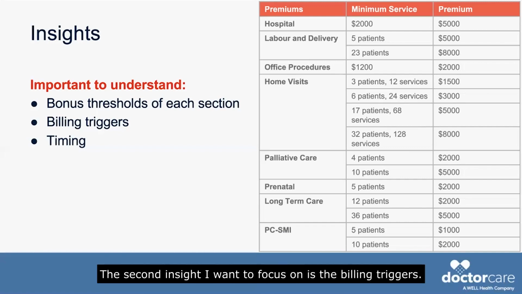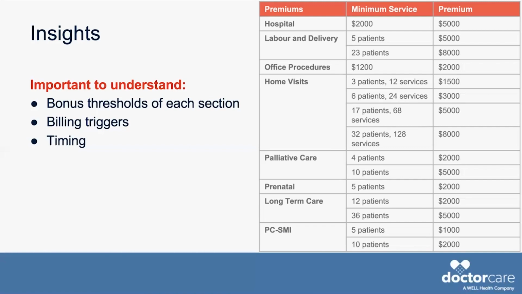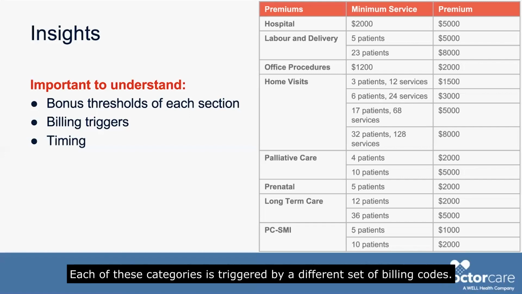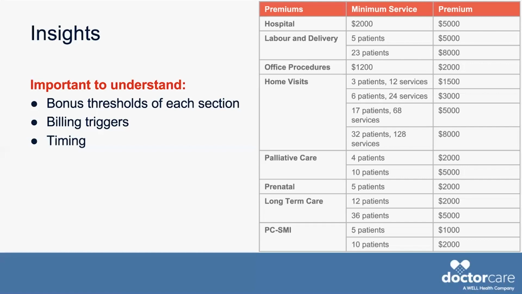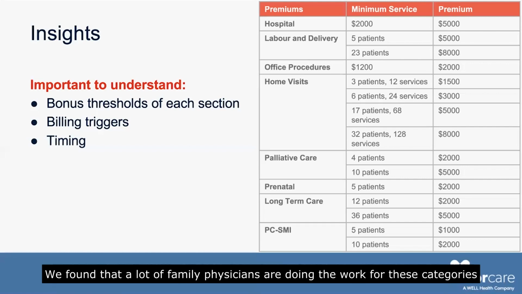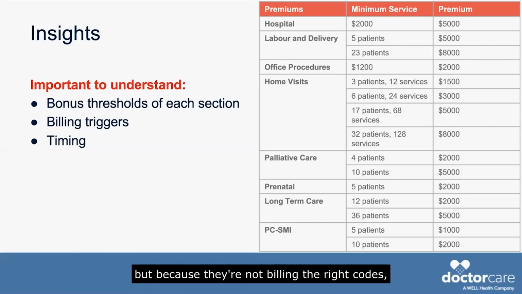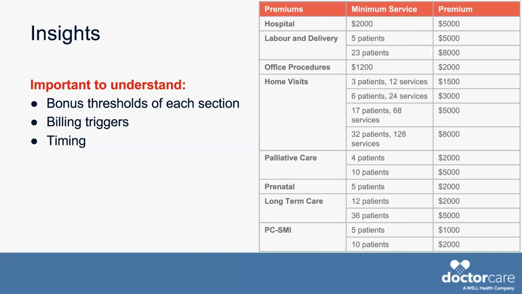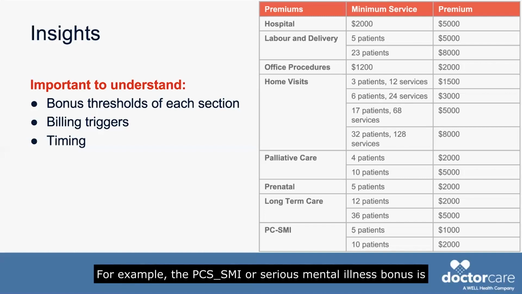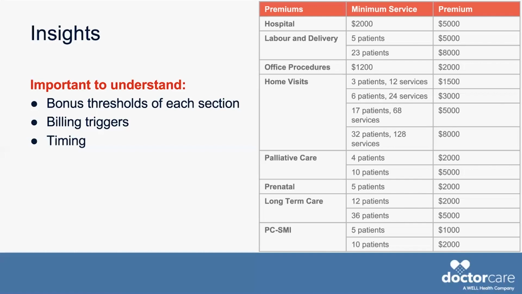The second insight I want to focus on is the billing triggers. Each of these categories is triggered by a different set of billing codes. We found that a lot of family physicians are doing the work for these categories, but because they're not billing the right codes, they're not getting any of these bonuses paid to them. For example, the PCSMI or serious mental illness bonus is triggered by a tracking code. As long as the bipolar and schizophrenic patients you care for are on your roster, they're eligible to be billed with the appropriate tracking code that will then count towards this bonus.